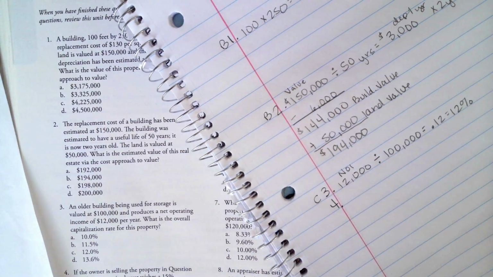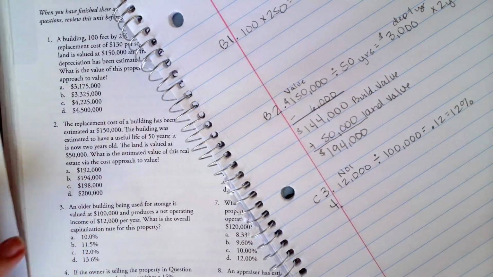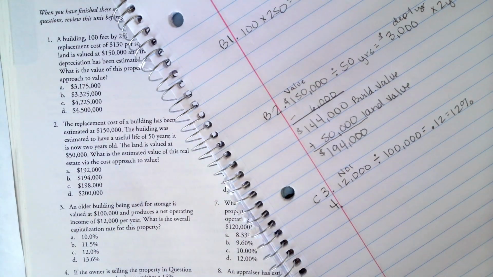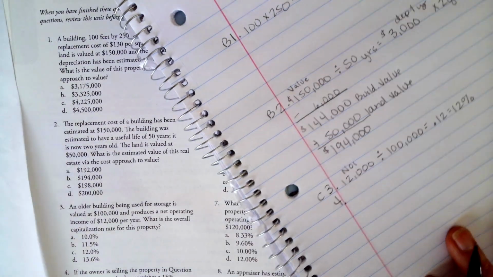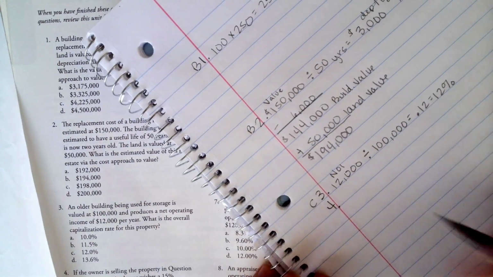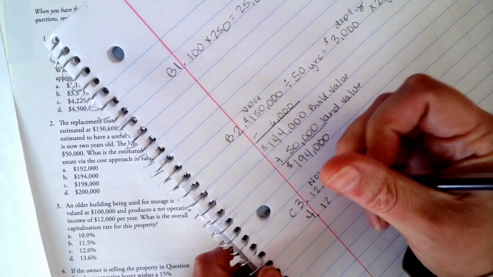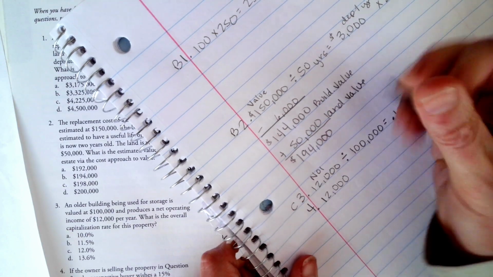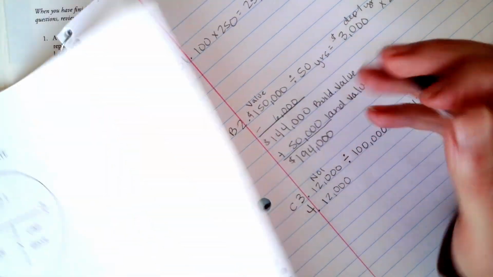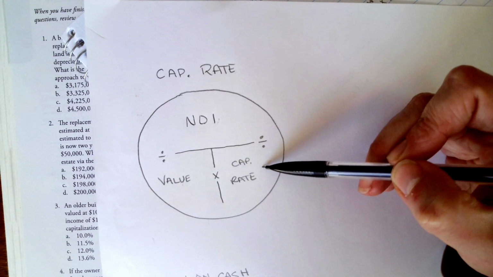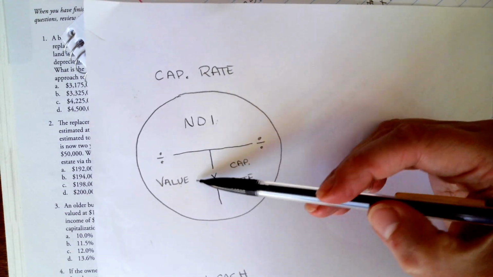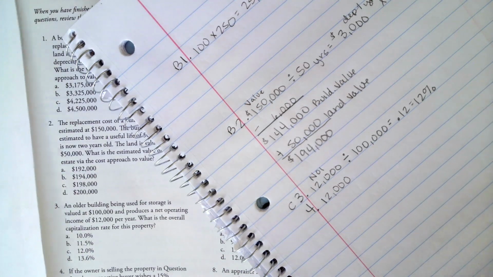Number 4, if the owner is selling the property in question 3, and a prospective buyer wants a 15% capitalization rate, what amount would the buyer pay for this property? So we are going to take the NOI, which is $12,000 per year. We're just working this backwards now. It gives us a required cap rate to figure out how much someone can pay for it to make sense.